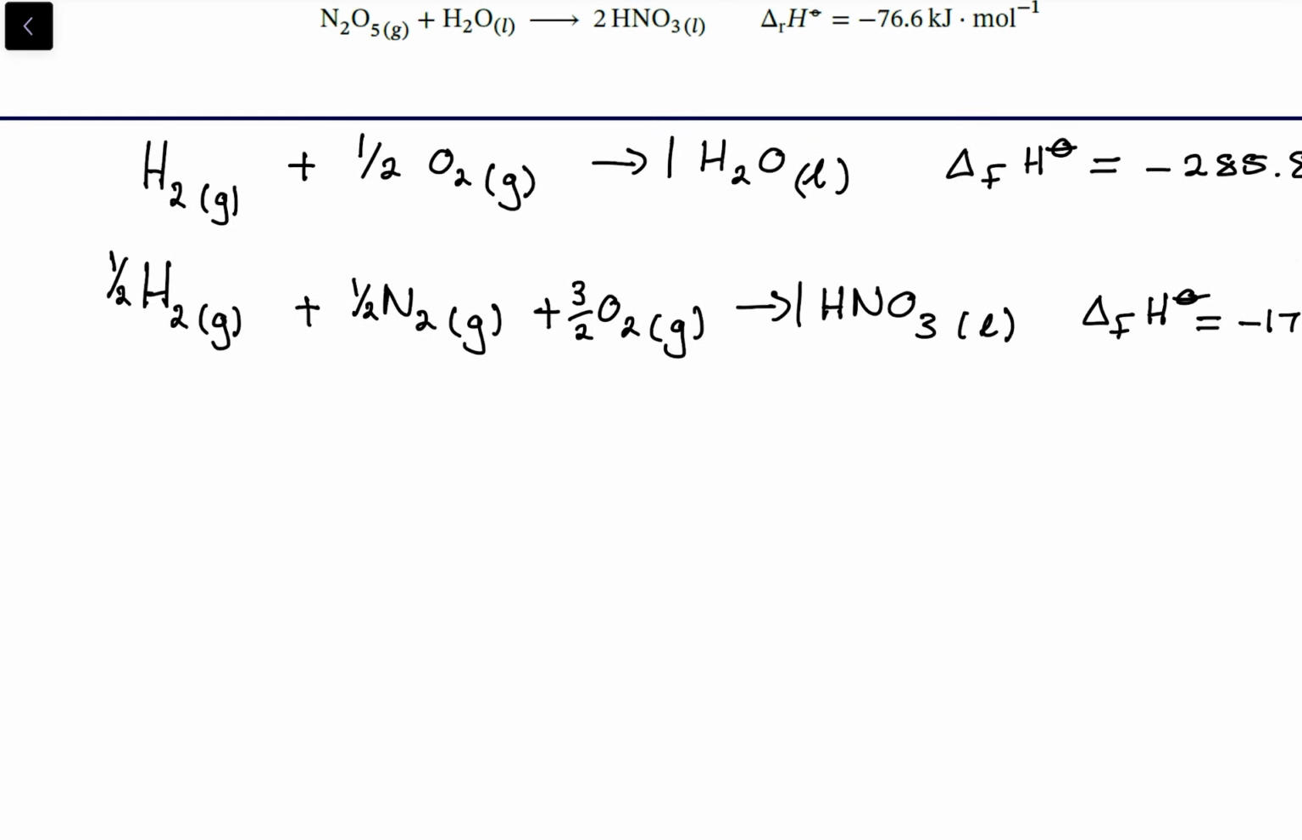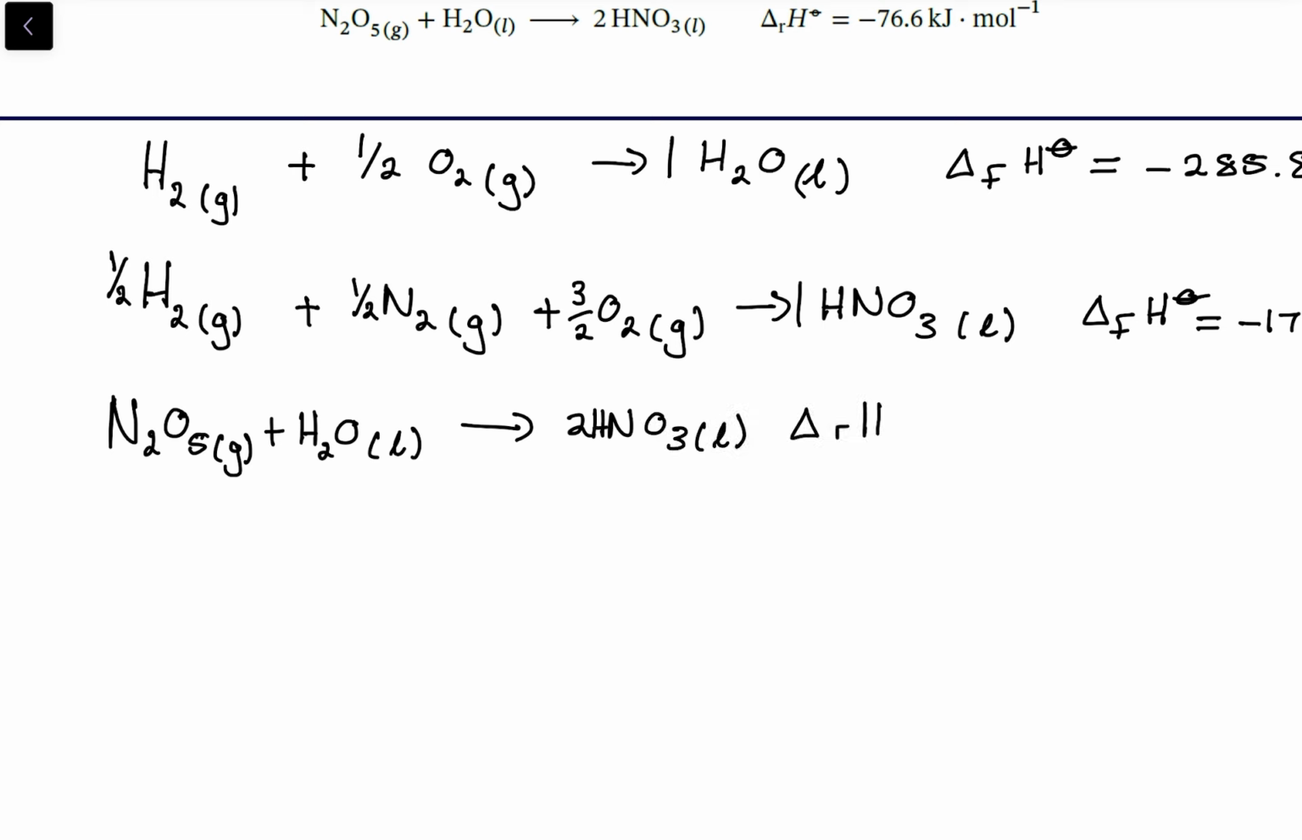And then we're given this equation. So maybe let me have it in N2O5 gas plus H2O liquid gives 2 nitric acid, HNO3 liquid. And we're given it has an enthalpy of reaction equal to minus 76.6 kilojoule per mole.